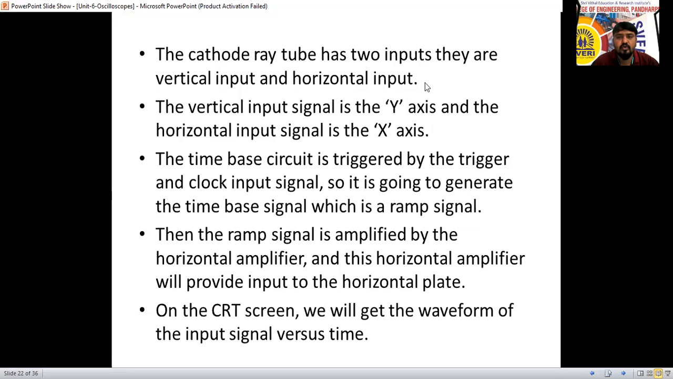The CRT tube has two inputs: vertical inputs and horizontal inputs. The vertical input signal is the y-axis, which all of you already know, and the x-axis is the horizontal. The time-base circuit is triggered by the trigger and clock input signals. It is going to generate the time-base signal, which is a ramp signal. Then that ramp signal is amplified by the horizontal amplifier.